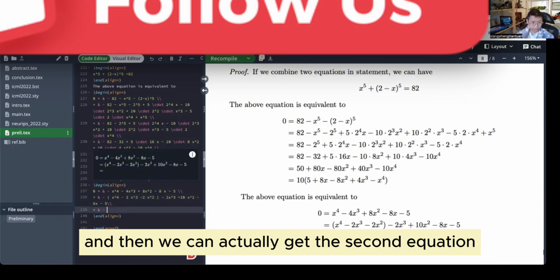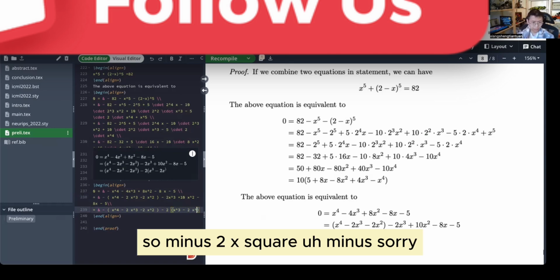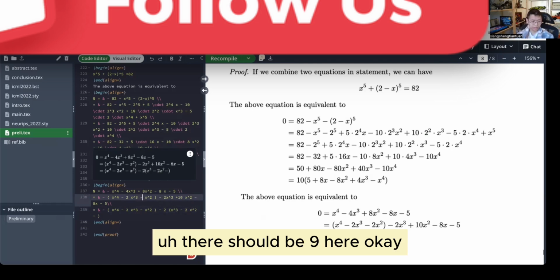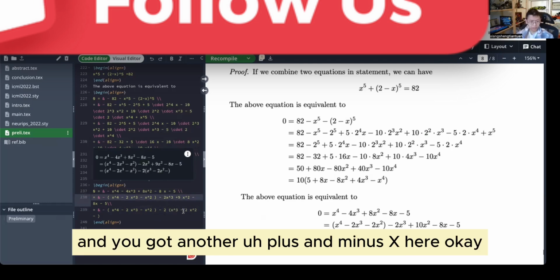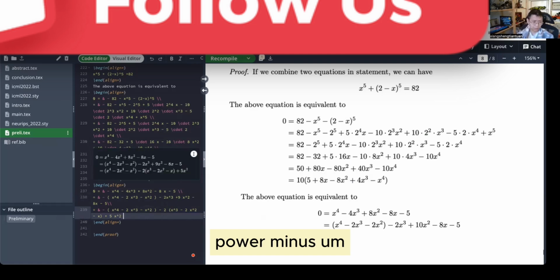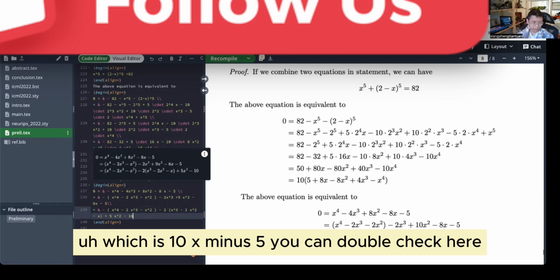Okay, and then we can actually get the second equation in a similar way by doing 2 times x cubed minus 5, so minus 2x squared minus, sorry, this should not be 2, just 1, and then you get a minus x squared, it will be 9, this should be 9 here, okay, and you get another plus and minus x here. In this case, the remaining x squared power is going to be 5, and as you can see, your x is also losing something, which is 10x minus 5.